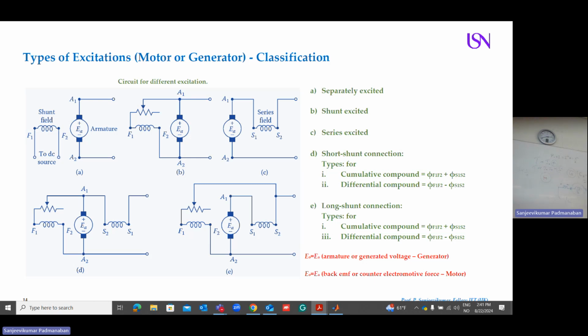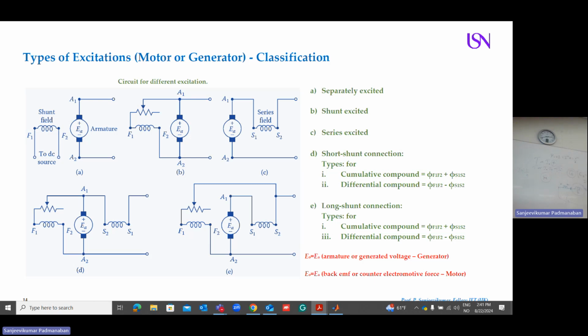Cumulative and differential. For example, what happened here? If the flux produced by this winding and this winding add, we call it cumulative. If the flux produced by this one and this one subtracts, we call it differential. Same application. That's it. Do you understand the meaning of a short shunt and long shunt?